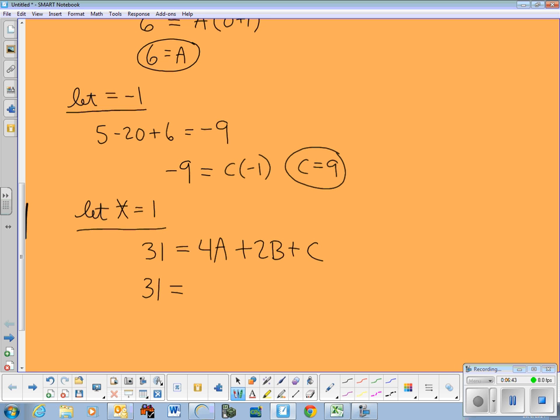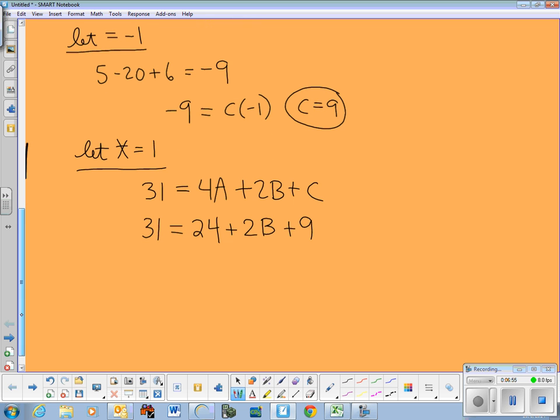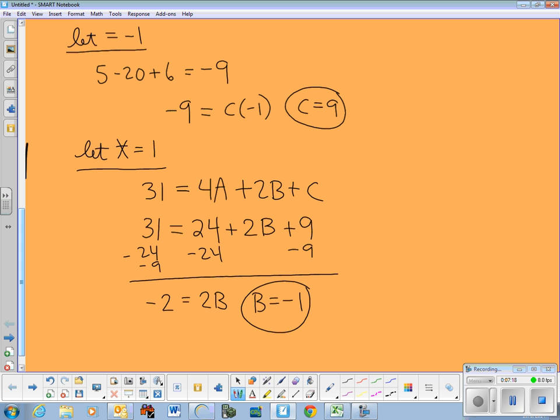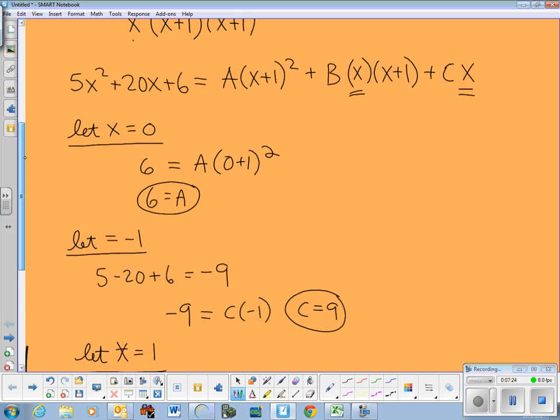I get A is 6, so 4 times A is 24. B is the one I still need to know, so I'm just going to leave that as 2B. C is 9, so I get 31 equals 24 plus 2B plus 9. Subtract 24 and 9 from both sides, and let's see, 24 and 9 makes 33, so 31 minus 33 is -2 equals 2B. Therefore, B is equal to -1. Now, that's it. All right, B is -1, C is 9.